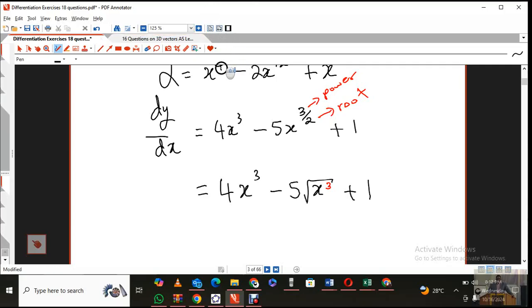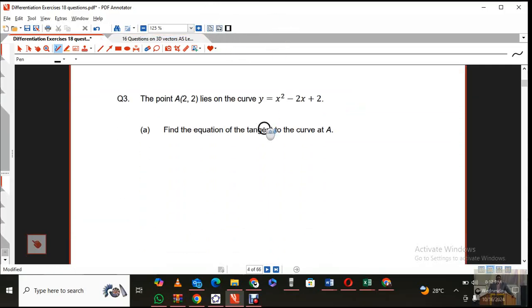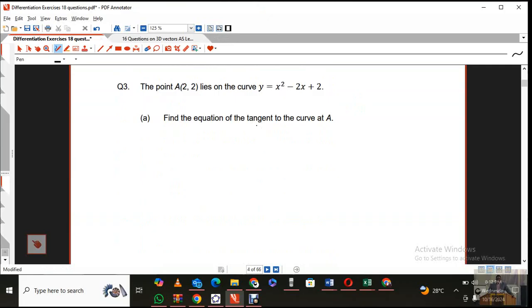Right, let's come to question 3. Question 3, the point A lies on the curve y equals to x squared minus 2x plus 2. Find the equation of the tangent. The moment you have words like that, the equation of the tangent, that means you have to do your derivative function. So I'm going to do that because what differentiation is, you are basically finding the gradient of the curve at any value of x.